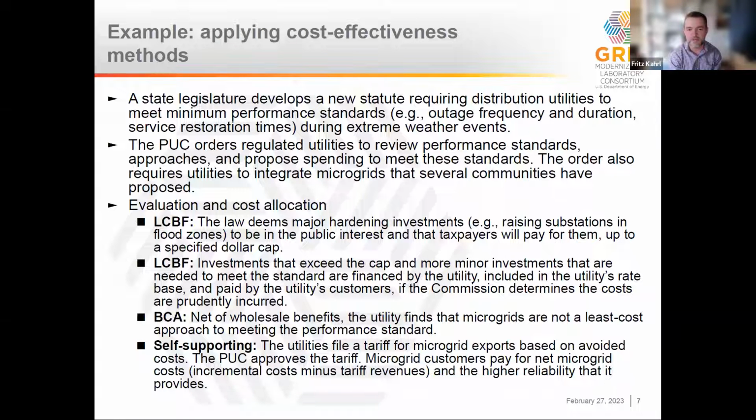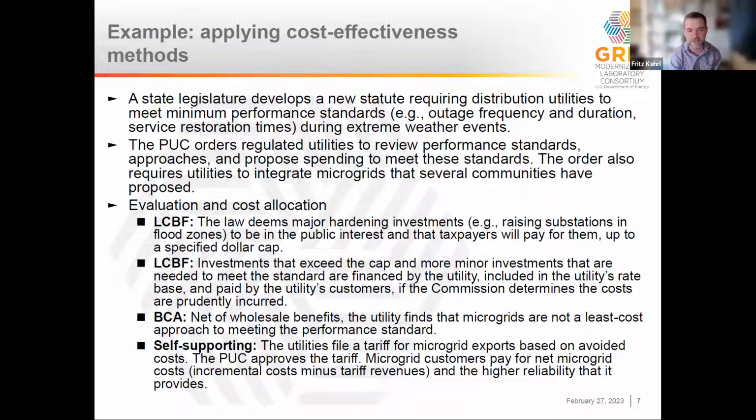In evaluating these microgrids, the utility finds that net of wholesale benefits, the microgrids are not a least cost approach to meeting the performance standard. Net of wholesale benefits here means that when utilities evaluate the microgrid investments as part of their plan for meeting this standard, they're going to subtract the wholesale benefits of the microgrids from their costs. So the cost of the microgrids included in the utility's evaluations are going to be net costs.